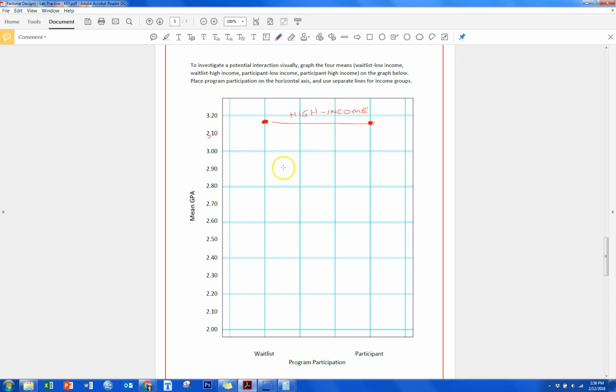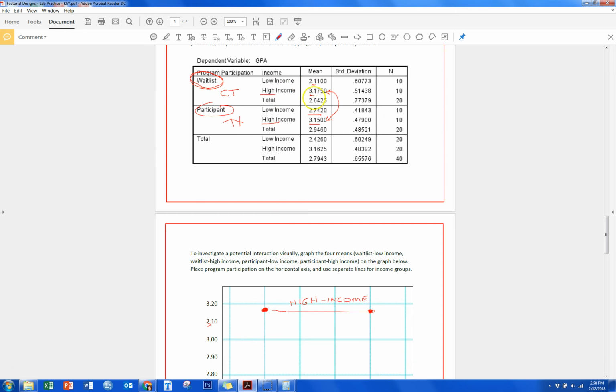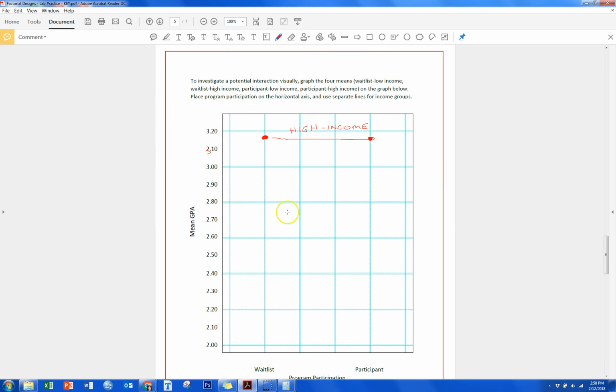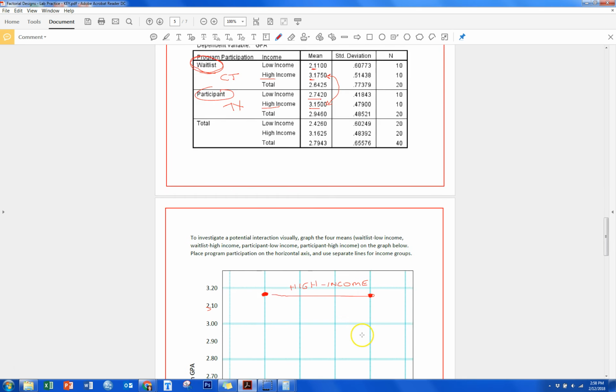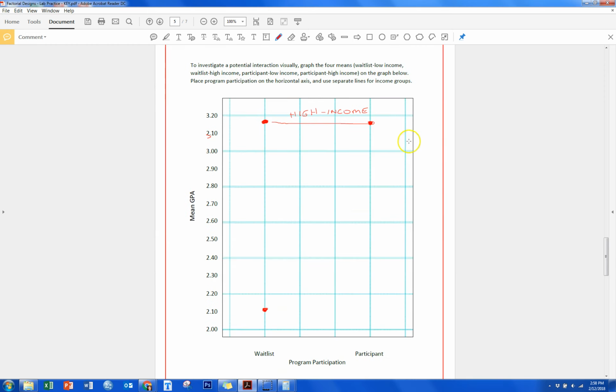So whether they're in wait list or participant groups, there doesn't seem to be much of a difference. Now what about my low income kids? Low income wait list is 2.11. So 2.11, 2.1, right around here. See how big a difference right there. What about low income participant? It's 2.74. 2.7 is here, 2.74 is going to be about right there. So if we were to draw a line between these two, it's going to look like this.